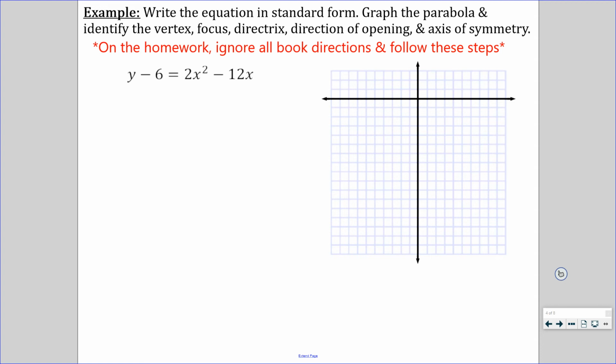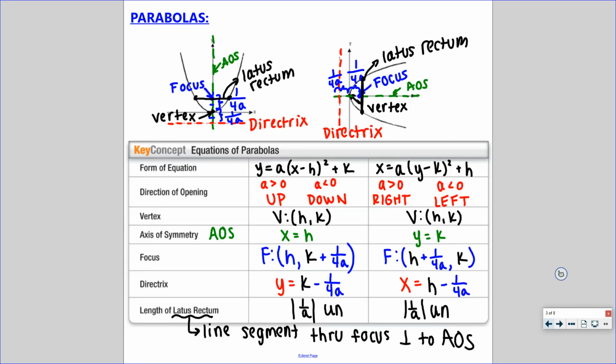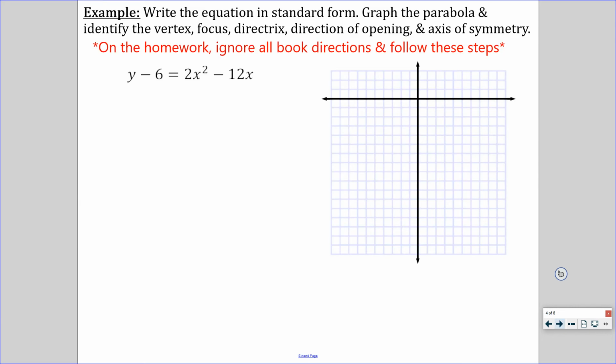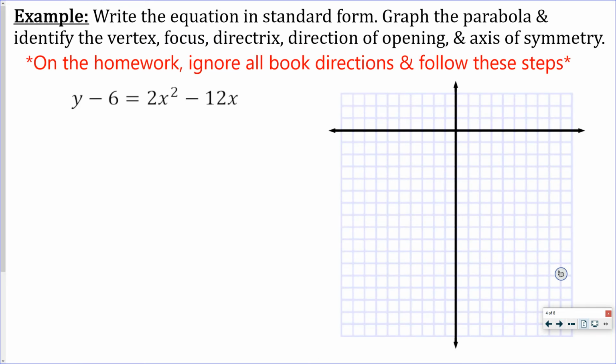Before I even start doing anything, which variable is being squared, x or y? X. So that tells you it's going to be in this category. X is being squared, okay? Which means we have to solve this for y. So they want us to put it in the standard form. Do you guys remember the process to do that? Starts with a C. CTS. It's 3 words.